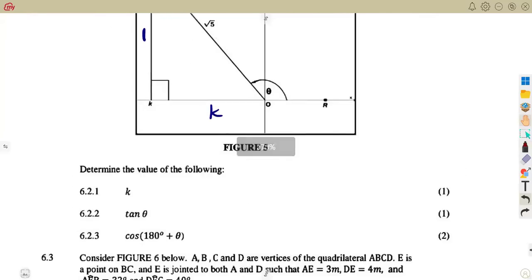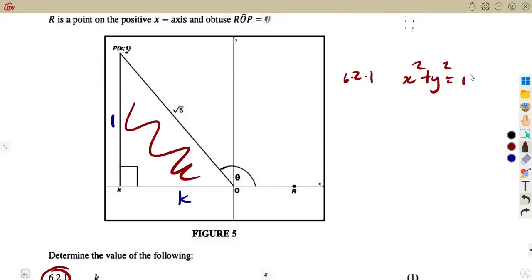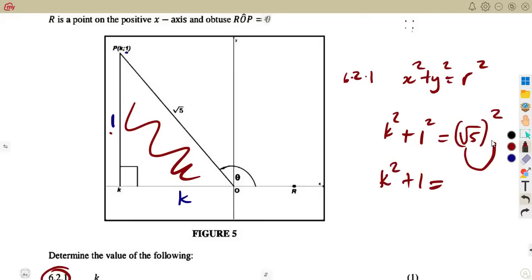Then from there, determine the value of k. Where can we get the value of k? We have a right-angled triangle, so Pythagoras can be used. We've got 2 sides, remember? So x squared plus y squared is equal to r squared. Here, k squared plus y, which is 1, so 1 squared, equals r squared, that's the square root of 5 squared, like this. So that will be k squared plus 1 is equal to the square root of 5 squared.